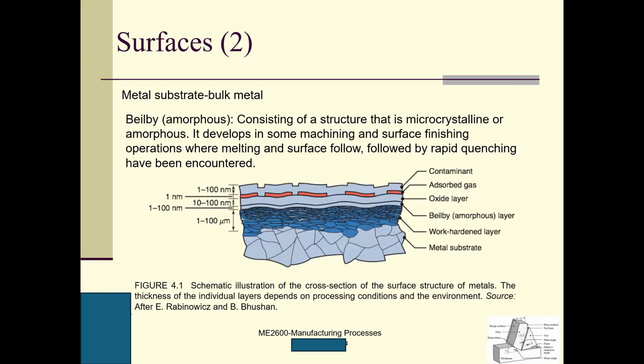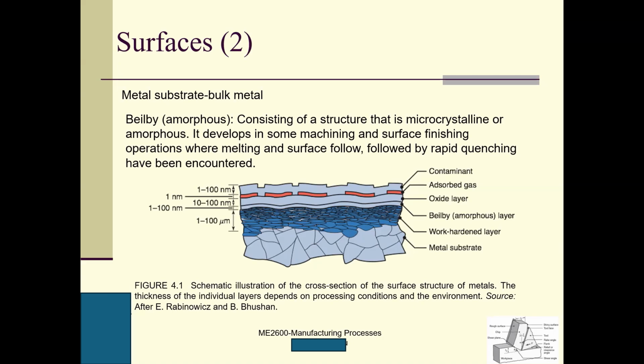So this is a metal substrate, the bulk metal. This is the Beilby layer, called Beilby. Okay, amorphous. You know amorphous, right? Amorphous means that the atoms are arranged in no pattern. So this is called amorphous, consisting of structure that is microcrystalline or amorphous. It develops in some machining and surface finishing operations, where melting of the surface followed by rapid quenching has been encountered. So here is the typical cross section of the surface structure of metal.